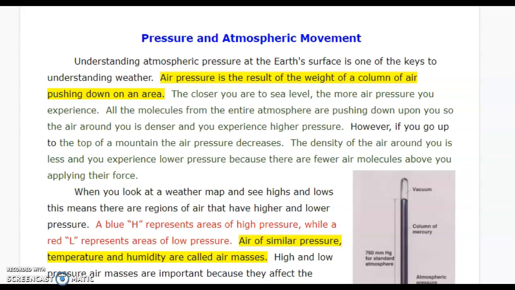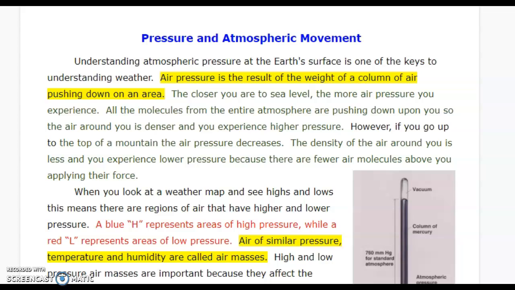Pressure and atmospheric movement. Understanding atmospheric pressure at the Earth's surface is one of the keys to understanding weather. Air pressure is the result of the weight of a column of air pushing down on an area. The closer you are to sea level, the more air pressure you experience. All the molecules from the entire atmosphere are pushing down upon you, so the air around you is denser and you experience higher pressure. However, if you go up to the top of a mountain, the air pressure decreases.